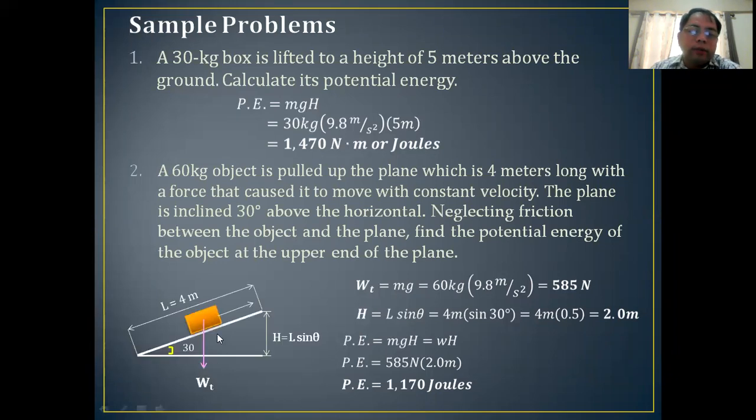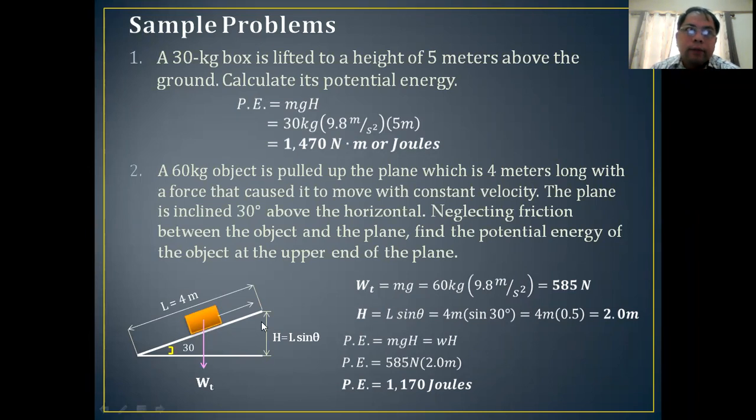Now, for this number two equation, we see that when this box reaches the highest point, which we do not know, which we call h. What we know here is the length of this slanting part of the inclined plane. So this slanted portion is 4 meters long, and the inclination there is around 30 degrees. If you have the length of an inclined plane and an angle, then this opposite side h can be determined.